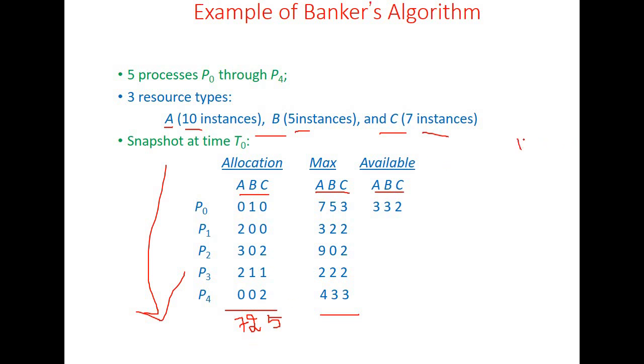So when we subtract from the original resources, 10, 5, 7, the allocated 7, 2, 5, the remaining resources are 3, 3, 2. These are the available resources in the system. That is what is given here in this table, 3, 3, 2.